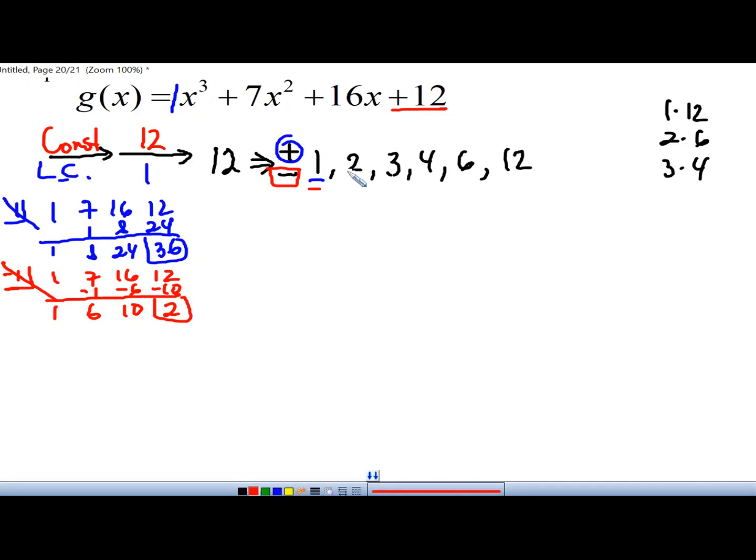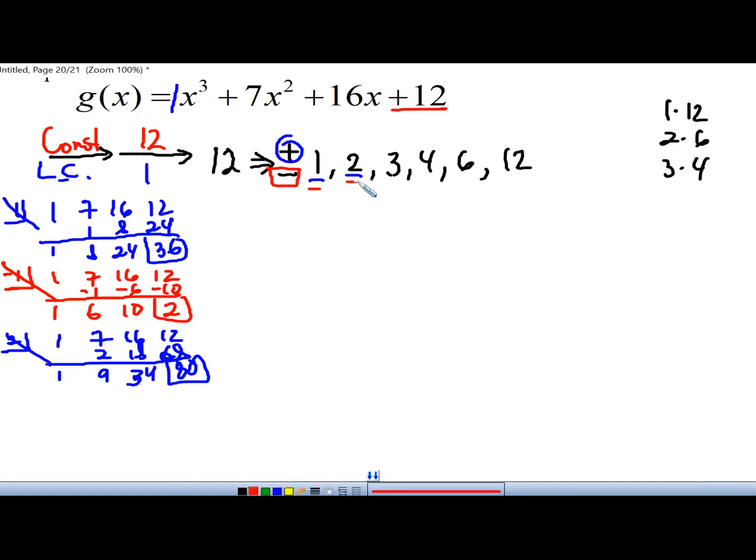We move on to the next one, which is positive 2. Same coefficients, 1, 7, 16, 12. Here goes our process, bring down the 1. 2 times 1 is 2. Combine, that's 9. 2 times 9 is 18. Combine, that's 34. 2 times 34, that's 68. Combine, that's 80. Is this 0? No, that's not 0. Like, oh man, I know.